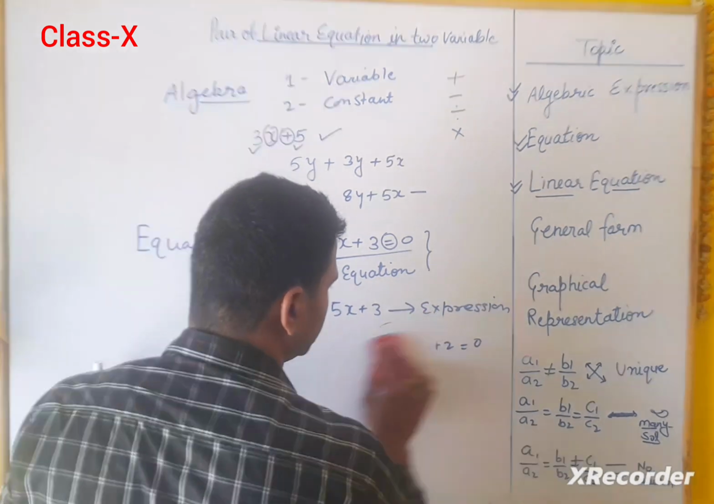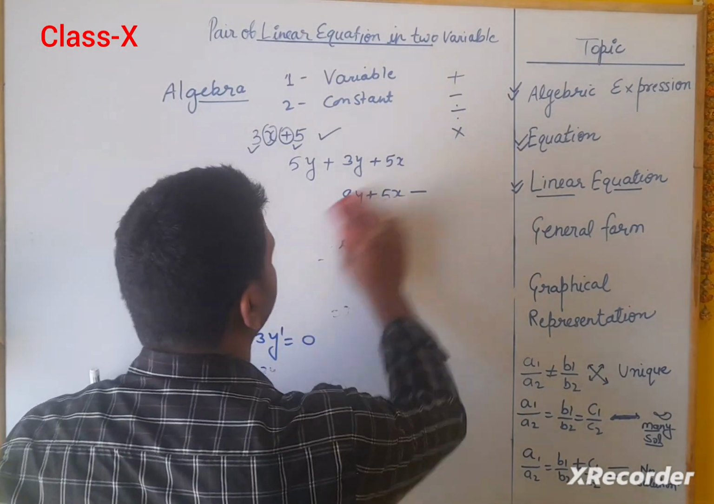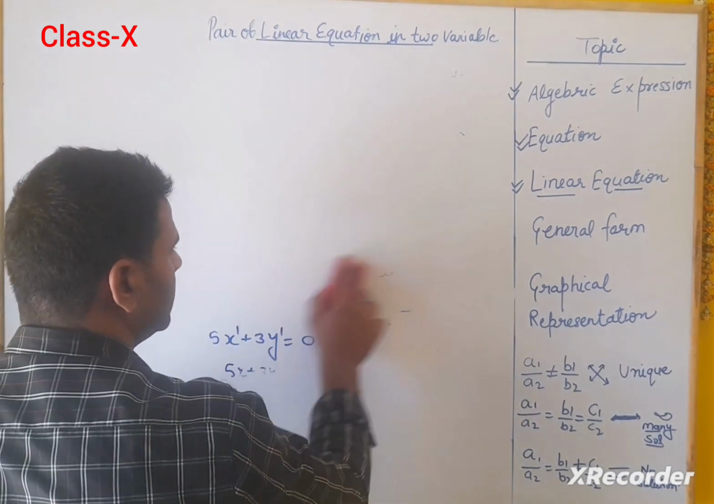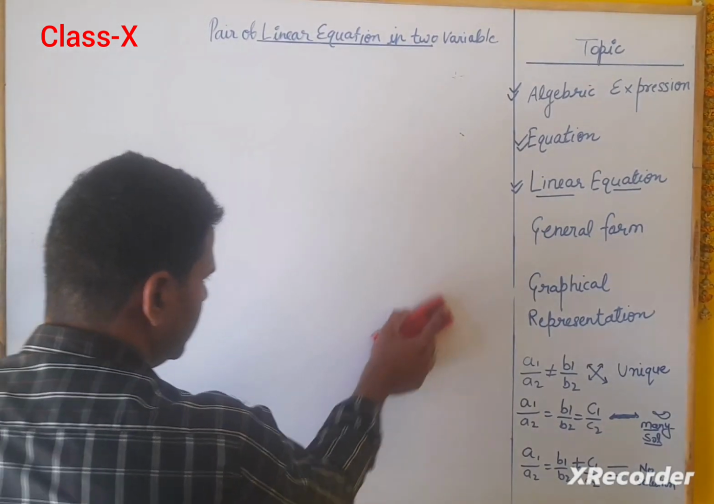Now we come to the general form of a pair of linear equations. What is the general form of a pair of linear equations in two variables?